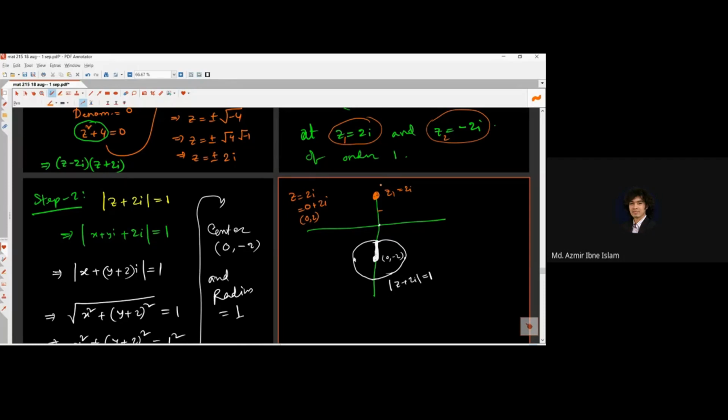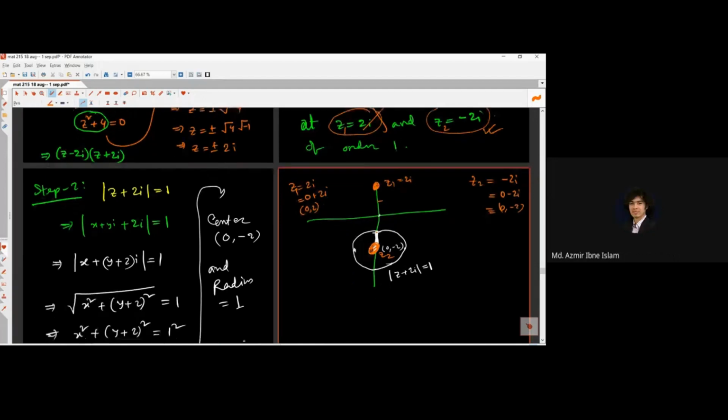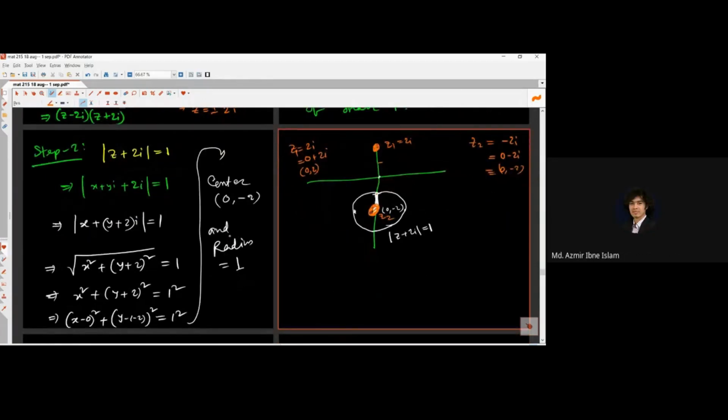So it won't be taken, right? Yes, it should be ignored, because Cauchy's residue theorem says that if we have a pole that is outside the region, that should be ignored. So we don't need to find a residue for that pole. So this is outside. Now another one, Z2 equal to negative 2i. That means the point (0, negative 2), where the center is, right? That means Z2 is inside. Clear? So we just have to find the residue for Z2.